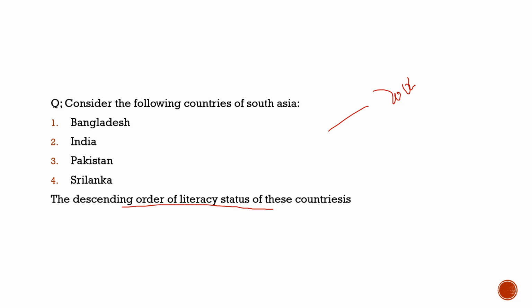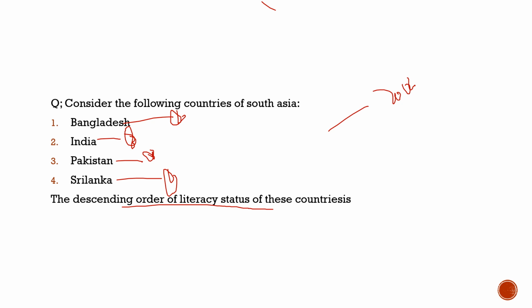So with respect to this question, if we have to look at the literacy in these particular countries, then definitely Sri Lanka will be at the first place. Second place it would be Bangladesh or India. Second place it is Bangladesh. Third India, and fourth it is Pakistan. So this would be exactly the descending order of the countries with their literacy rate.